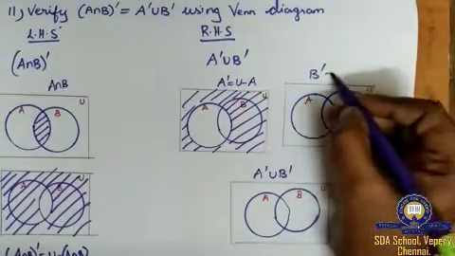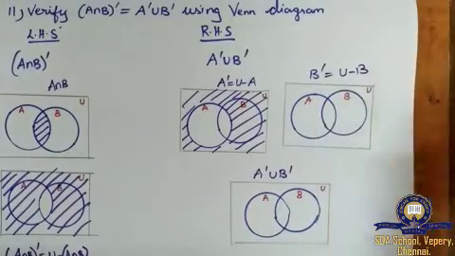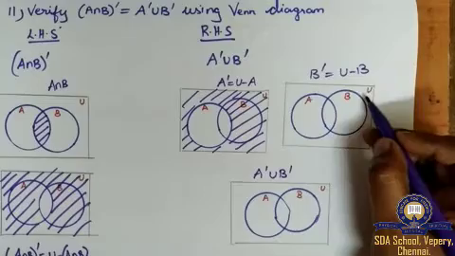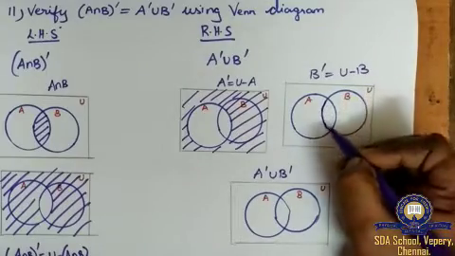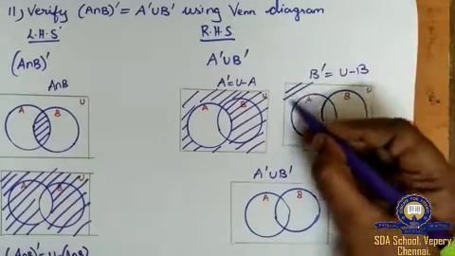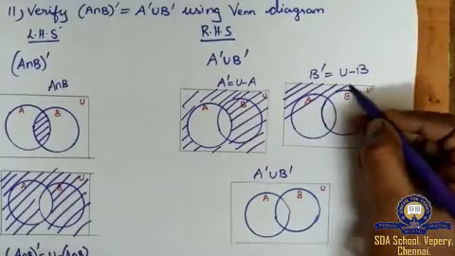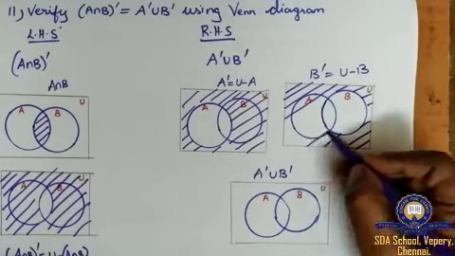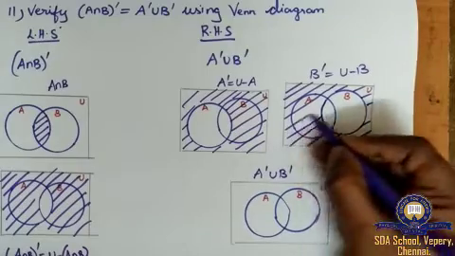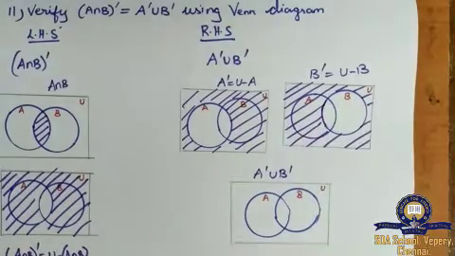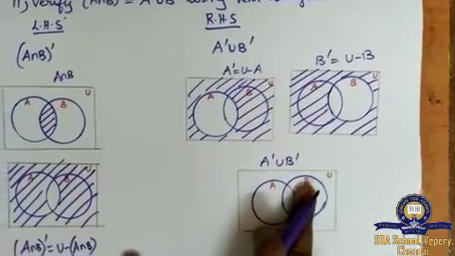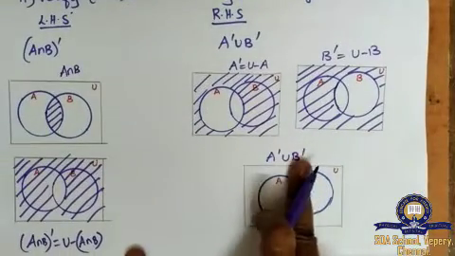Next, B dash means U minus B. In U minus B you have to leave the full B circle. See, this full B circle we have to leave and shade the other part. Yes, U minus B. Then A dash union B dash.